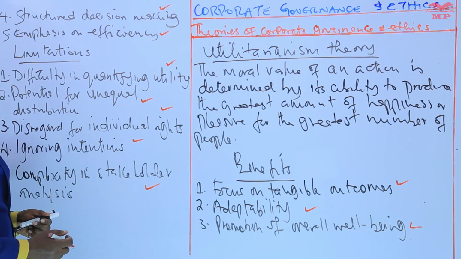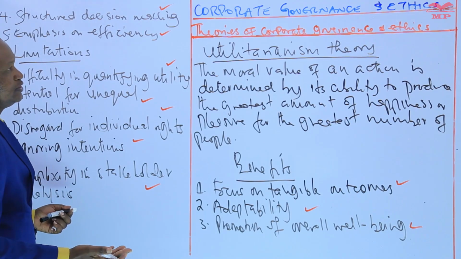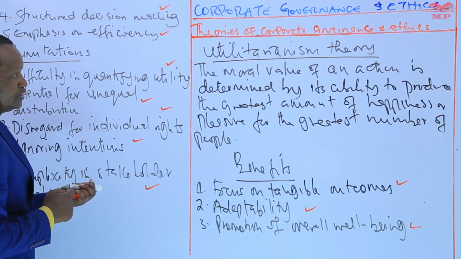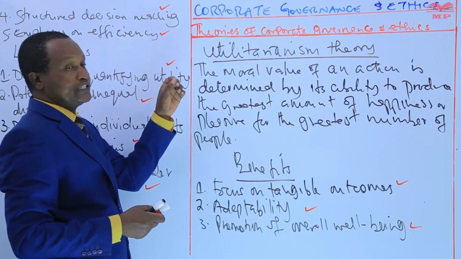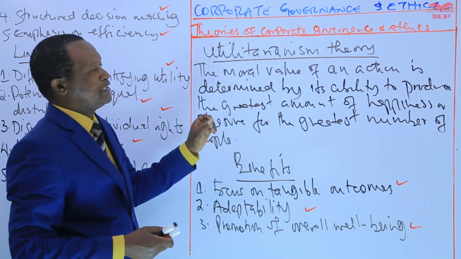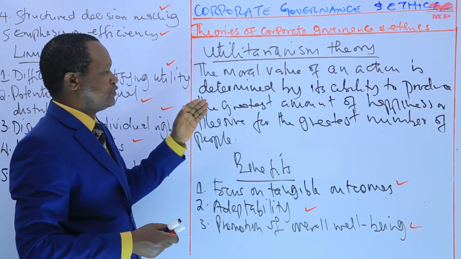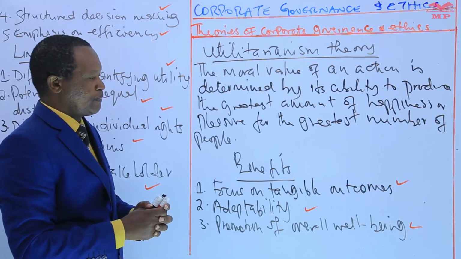So that marks the end of the lesson, where we have studied the utilitarianism theory, which you say that this theory suggests that an action that is to be taken, a decision that a company takes, should be one that produces the greatest amount of pleasure for the greatest number of people.